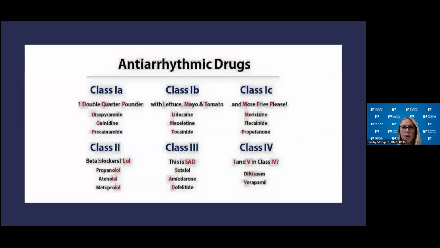So that was a lot of medications that I just reviewed. This is a nice little algorithm that a lot of EPs use. And if you can just remember double quarter pounder with lettuce, mayo, and tomato, and more fries, please, then you will always remember your sodium channel blocking medications. Your class 2 is going to be your LOLs. Your class 3 is going to be your SAD, sotalol, amiodarone, and then your class 4, diltiazem and verapamil.